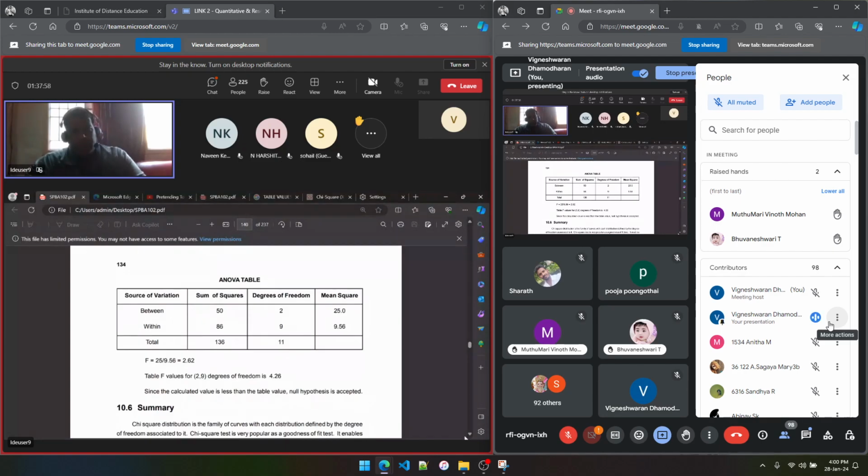The table value of F is 4.26. Here the calculated value is 2.62. Therefore, the table value is greater than the calculated value. We should accept the null hypothesis. This way, you have to calculate the null hypothesis.